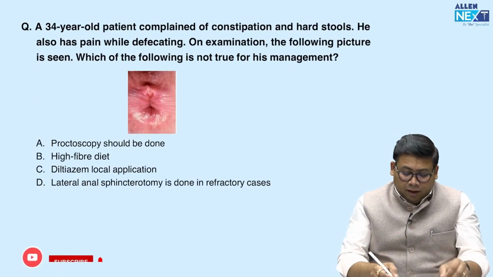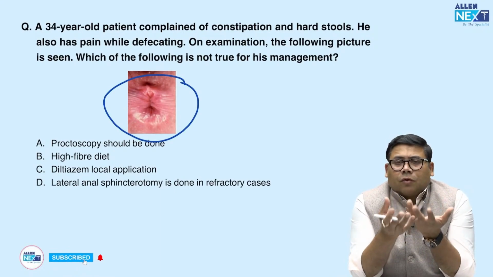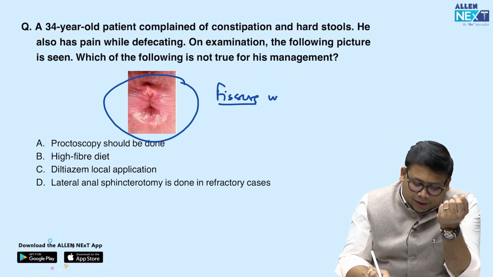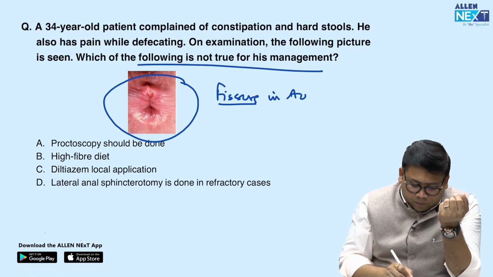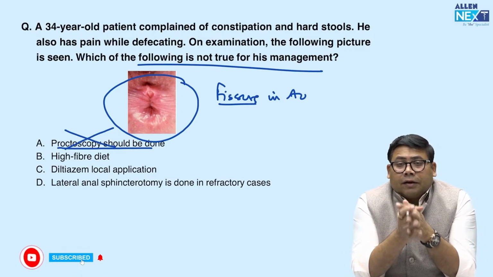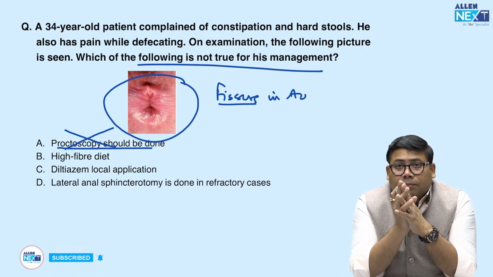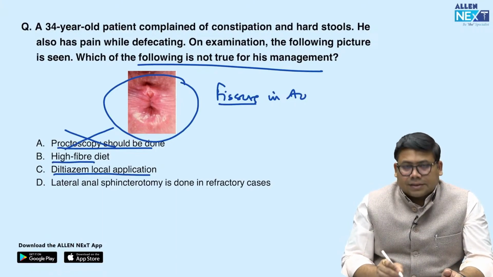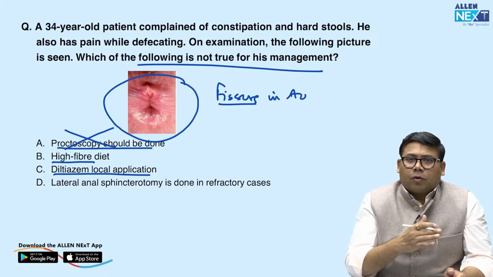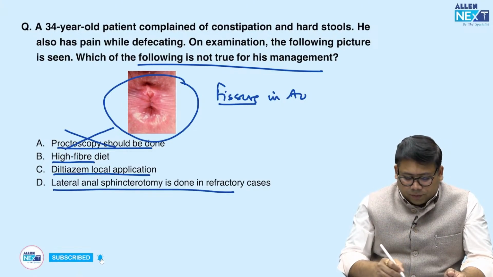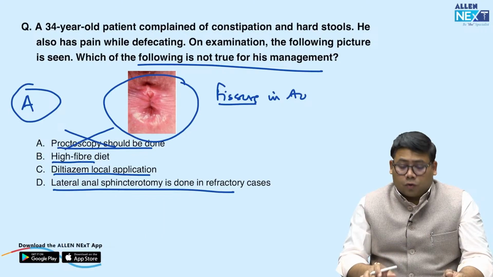Next, you see, what is this? This is a perianal lesion, and this is fissure in ano. Now, when you talk about fissure in ano, let us see which is not true. Proctoscopy should be done. This is never done. Why? Because it will aggravate the pain and aggravate the fissure also, and bleeding can start because it might tear off. High fiber diet, diltiazem actually causes chemical sphincterotomy. It's a calcium channel blocker. And if it doesn't work, we'll go for lateral internal sphincterotomy. So option A is not true.